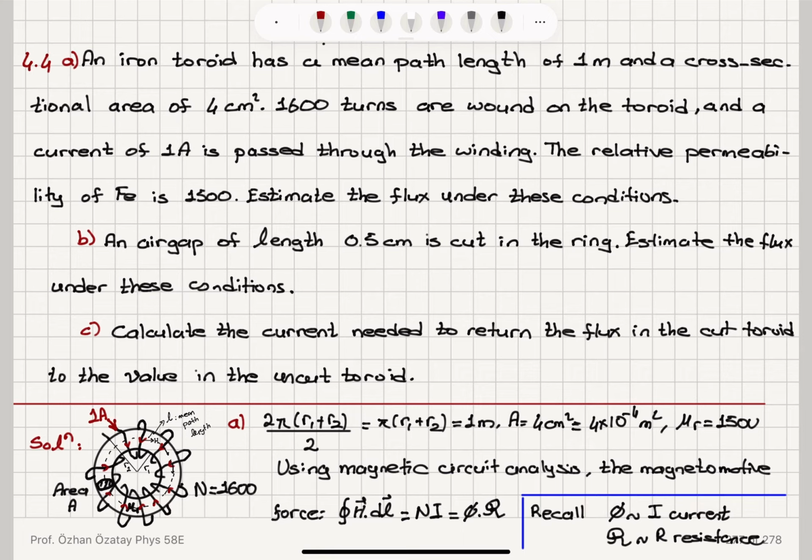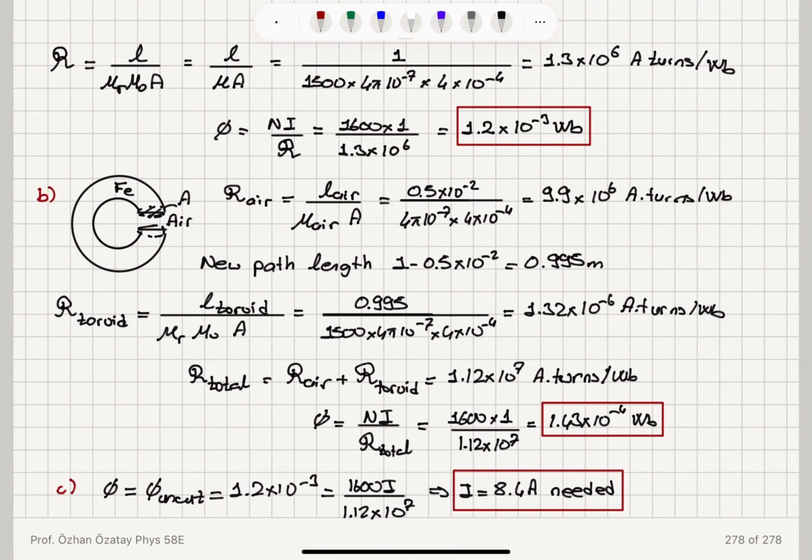So this is going to be analogous to the current. Flux is analogous to the current, and reluctance is analogous to the resistance. So we have reluctance given by L divided by mu A. We need to calculate this for iron. Our path length is 1 meter, so 1 meter divided by 1500 times 4 pi 10 to minus 7, mu 0 the permeability of free space, and cross-sectional area gives us the reluctance, and the flux is the magnetomotive force Ni divided by the reluctance, 1.2 times 10 to minus 3 Webers.